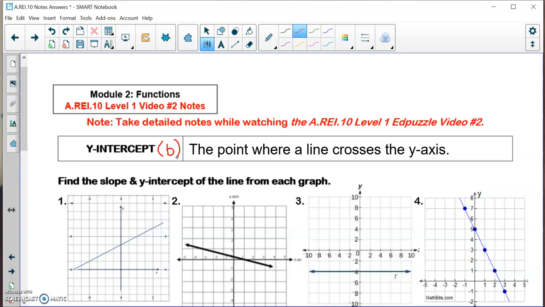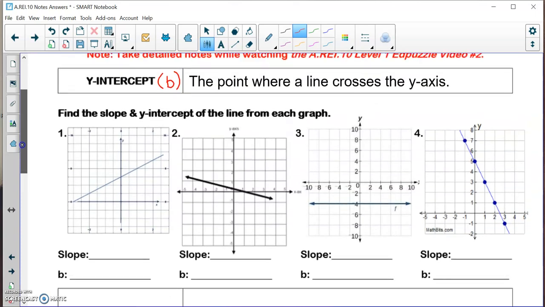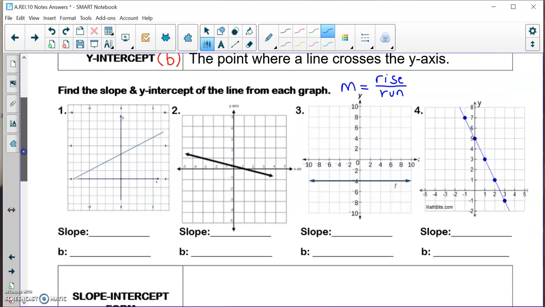Now, we are going to be finding the slope and the y-intercept of each line from a graph. So when we are finding slope from a graph, we are going to use, remember, rise over run. You are more than welcome to use the slope formula of y2 minus y1 over x2 minus x1. However, that's going to take you a little bit longer. So a little shortcut is to use that slope formula of rise over run.